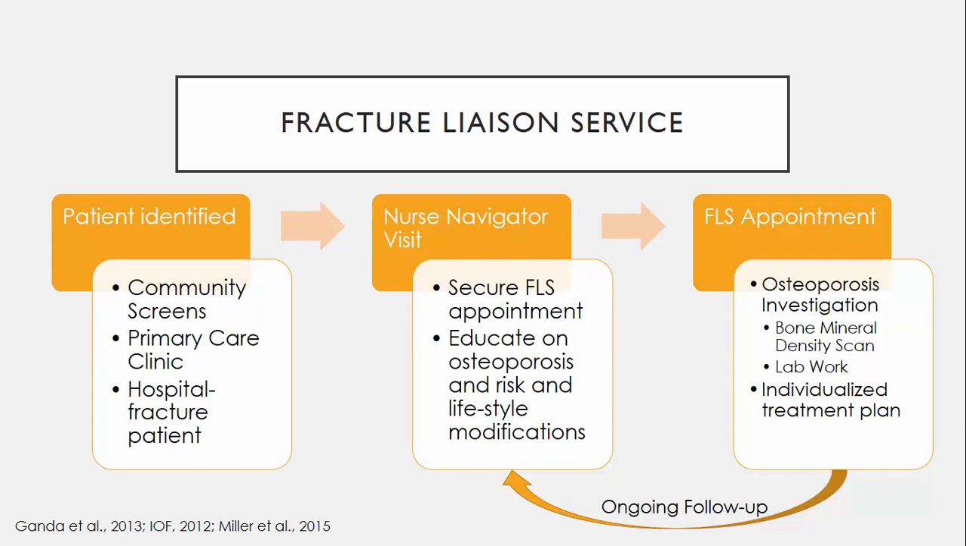The traditional model for a fracture liaison service consists of a physician champion, which is usually an orthopedic surgeon, and then you have your nurse navigator. The goal of the nurse navigator is to really get the patients into the fracture liaison clinic. So they are identifying the patients through community screenings, primary care clinic visits or affiliations, and then they're also in the hospital identifying the fracture patients through billing coding software.